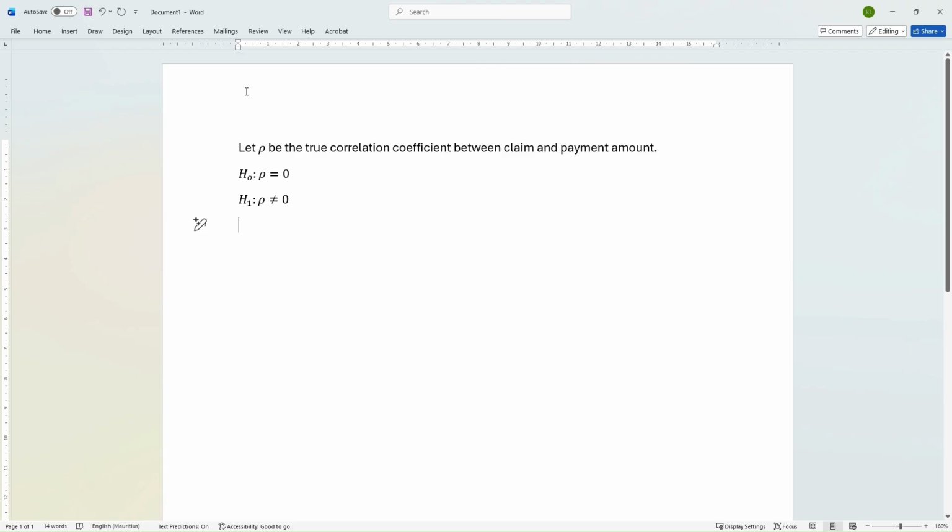When this is done, we are going to state what type of test has been carried out. A two-tailed test is carried out at the 5% level of significance.